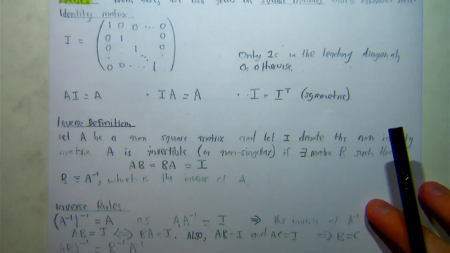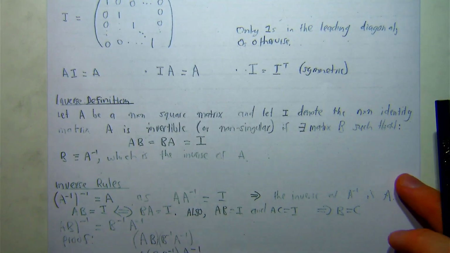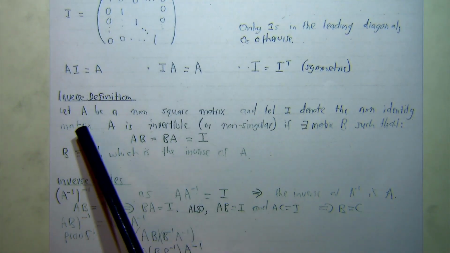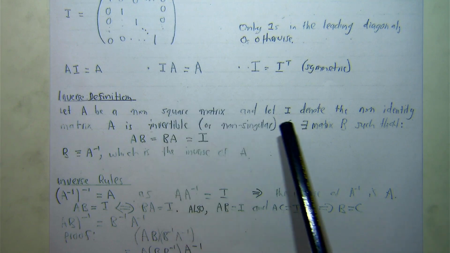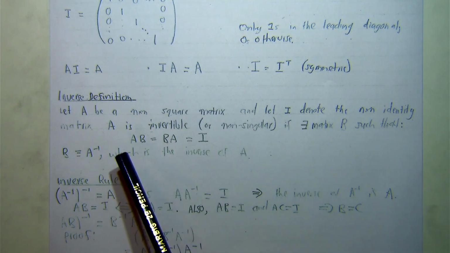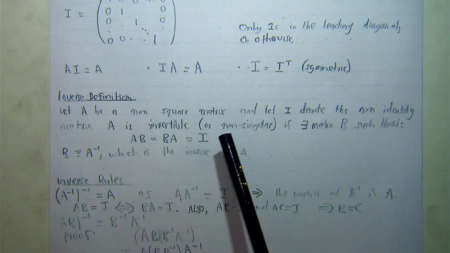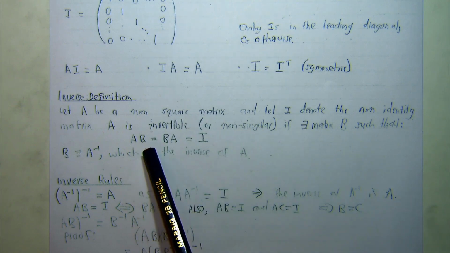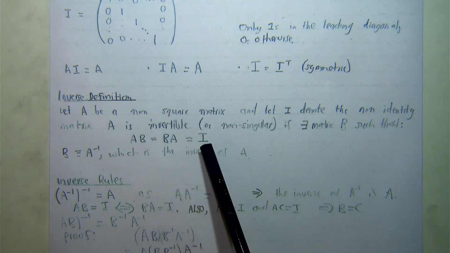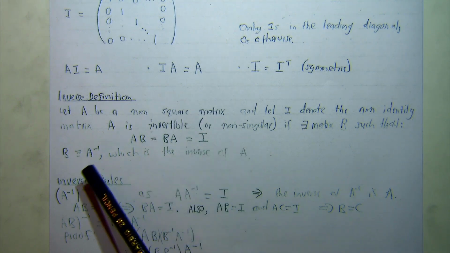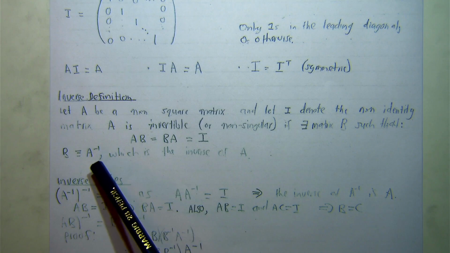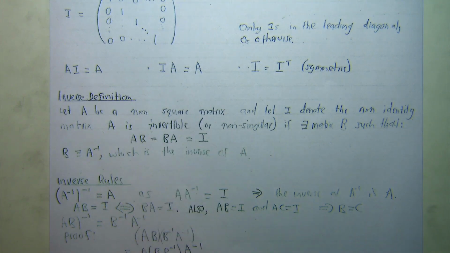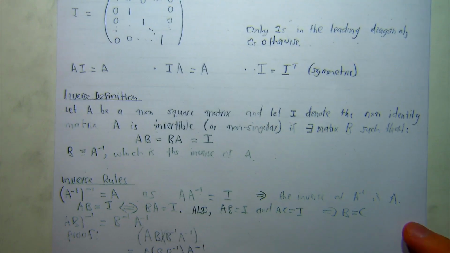And the inverse is defined like this. Let A be an n by n square matrix and I denote the n by n identity matrix. A is invertible or non-singular if there exists some matrix B such that A times B is equal to B times A, which is equal to I. Therefore, we define B as the inverse of A and write A to the power of -1, which is a way of defining and signaling that this matrix is the inverse.